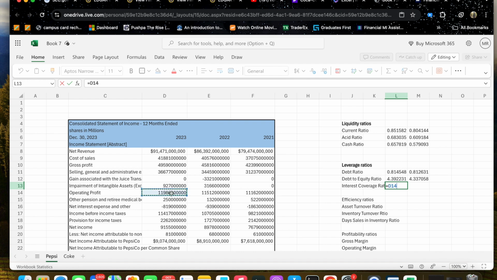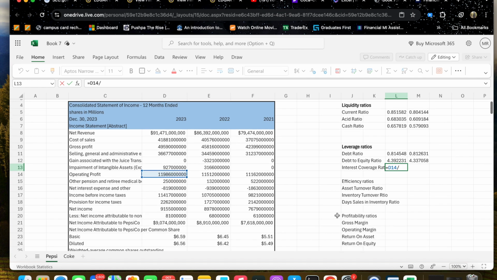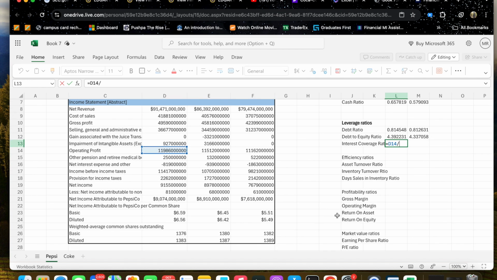Now the interest coverage ratio, it would be simply the operating profit divided by the interest expense. So it defines how many times the company can pay off its interest using its operating income. Operating income is basically the income before tax and depreciation and the other cost. So just ignore this minus sign here. It defines 40 times it can pay the interest of the debt using its operating income.